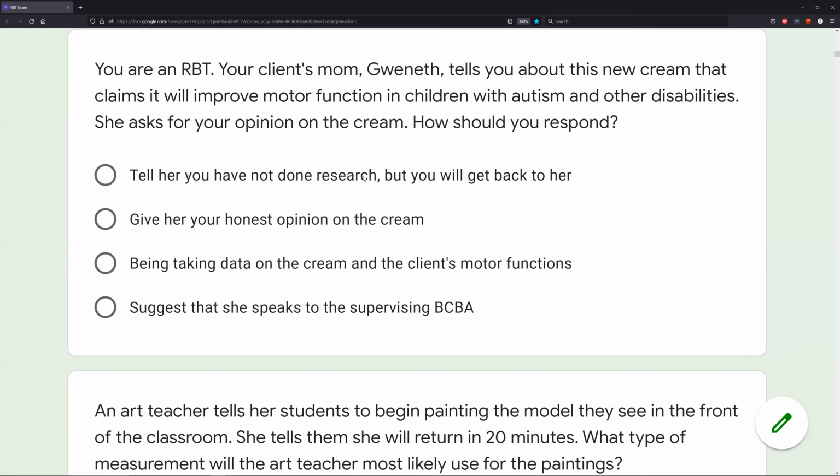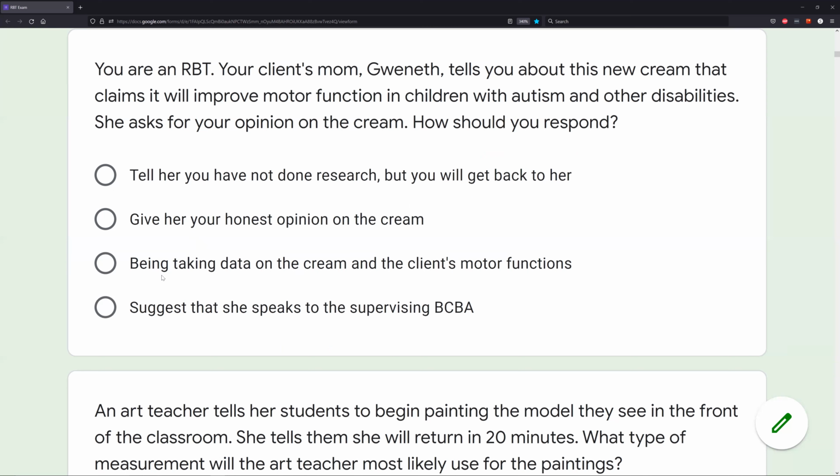B, give her your honest opinion on the cream. Again, you might be an expert on the cream. What is your role? Your role is implementation and assistance, okay? And I know that sounds harsh sometimes as an RBT, right? But it's not that you're not trusted to do this job, okay? It's just the chain of command, and it's what the ethical code says. And especially on the exam, we need to answer questions according to the ethical code, okay?